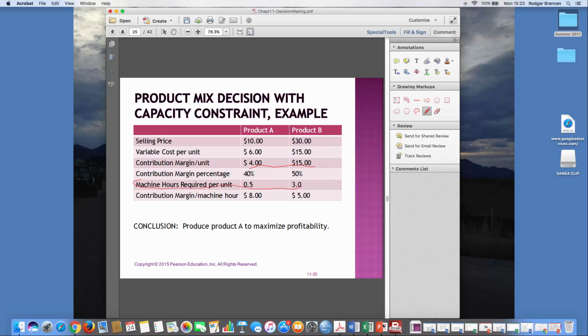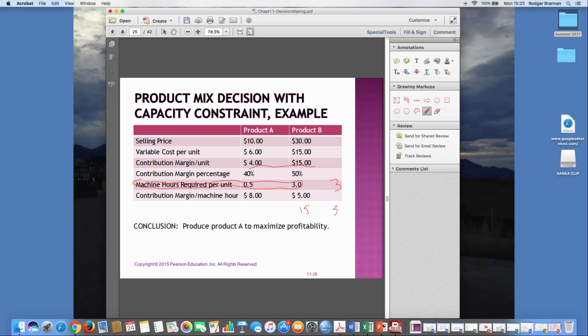It takes, in the case of A, half an hour to make A and 3 hours to make B. So let's say I have 3 hours. You give me 3 hours. How much contribution margin can I produce in 3 hours? Well, you give me 3 hours, I can produce 1 unit of B, which gives me a contribution margin of 15. Why?